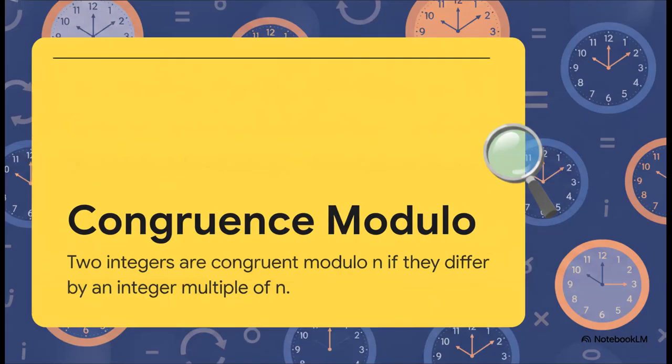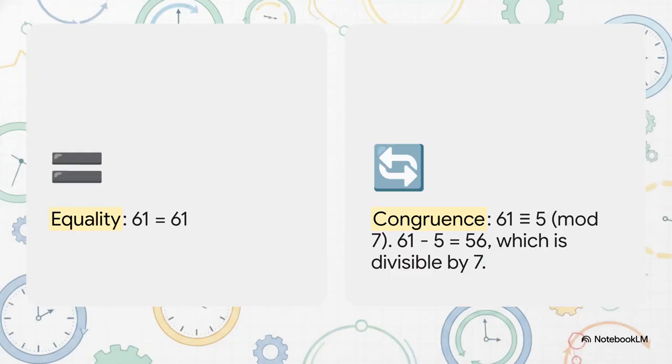In math speak, we say two integers a and b are congruent modulo n, and you'll see this written with that cool little 3-line equal sign, if they differ by an integer multiple of n. In everyday terms, it just means that a and b are going to leave the exact same remainder when you divide them by n. Or if you subtract b from a, your result will be perfectly divisible by your modulus n. Let's actually compare standard equality with congruence to make this crystal clear.